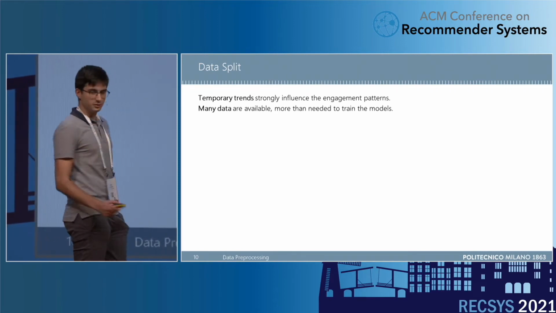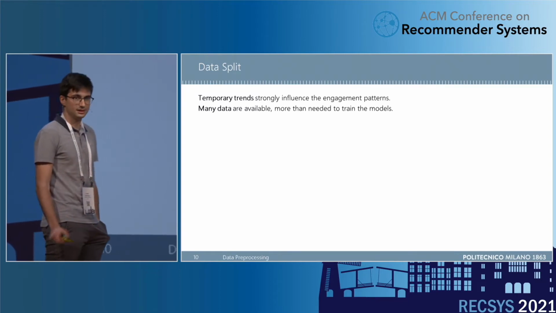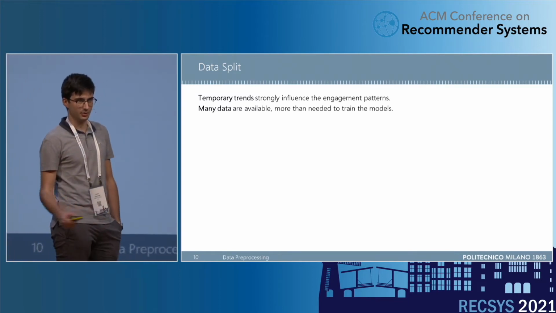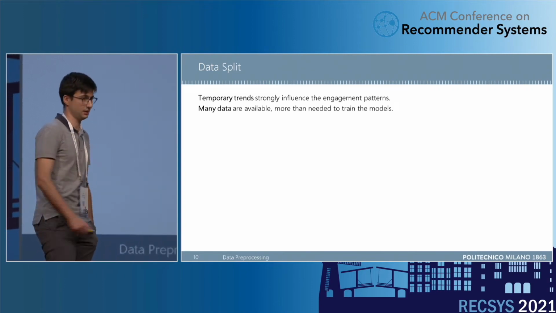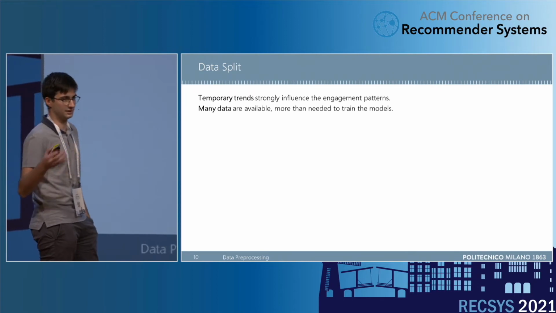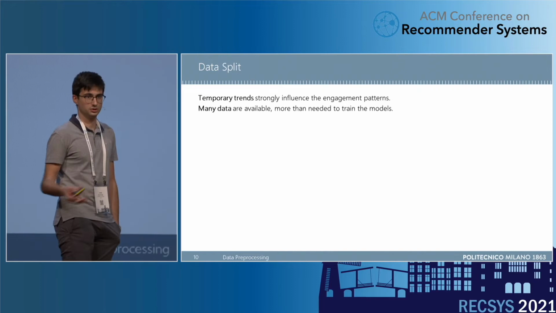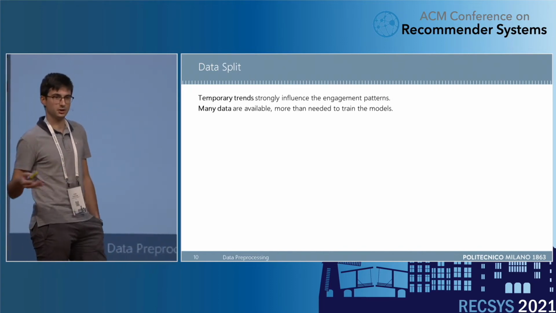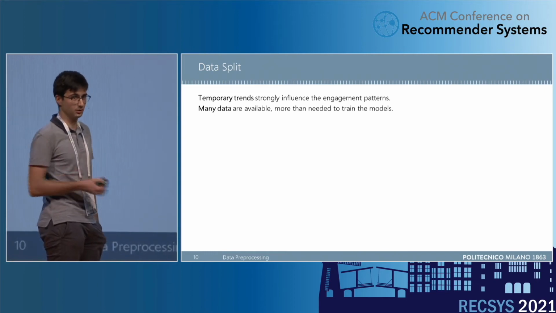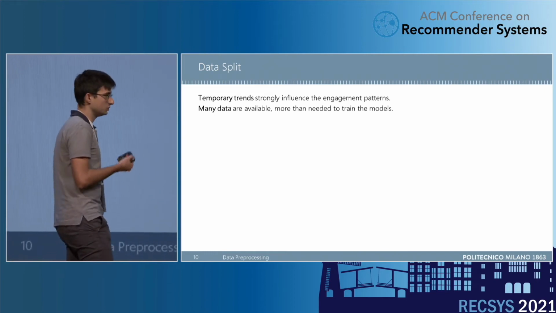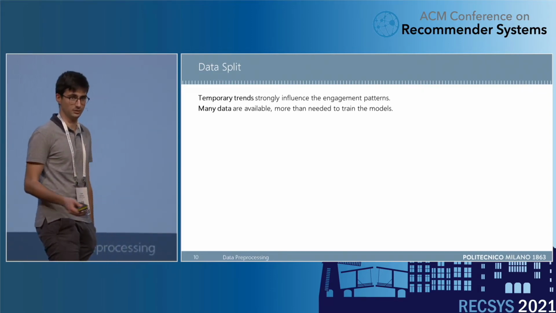Next, one of the most important parts of our pipeline is the data split. We started from the intuition that temporal trends are really important for the prediction of engagement patterns. This is because there are trends that evolve over time and then fade away. Therefore, to achieve the most accurate possible model, data as near as possible to the test period were needed in order to achieve the best performances.